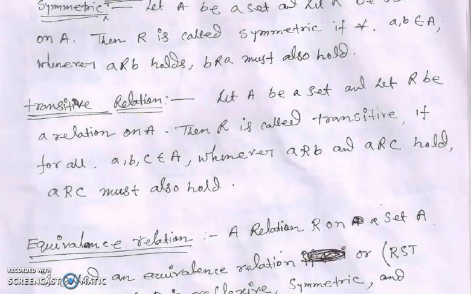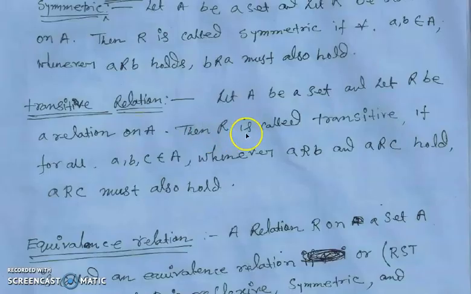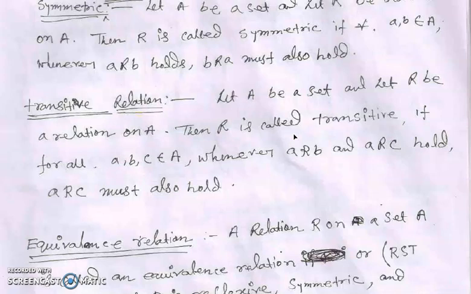Transitive relation. What is a transitive relation? Let A be a set and let R be a relation on A. Then R is called transitive if for all a, b, c belonging to A, whenever a R b and b R c both hold, then a R c must hold.